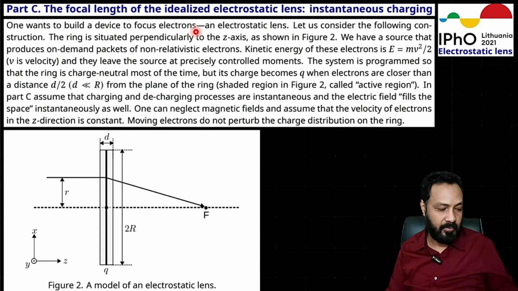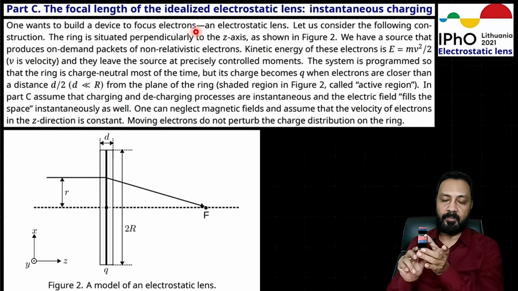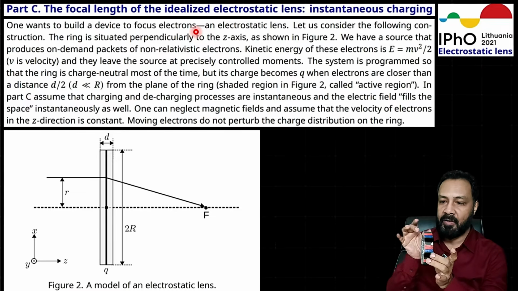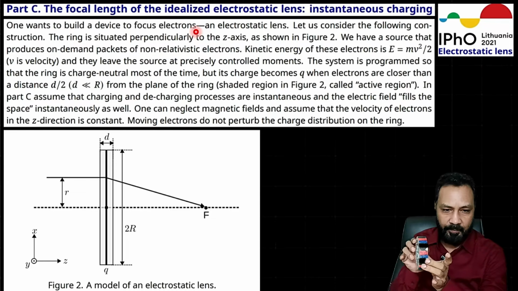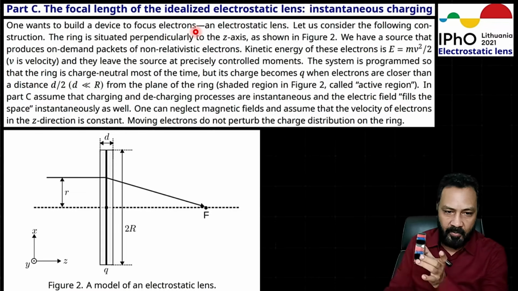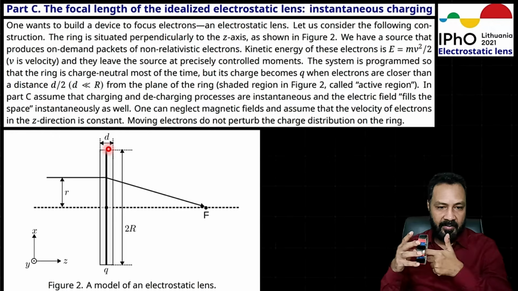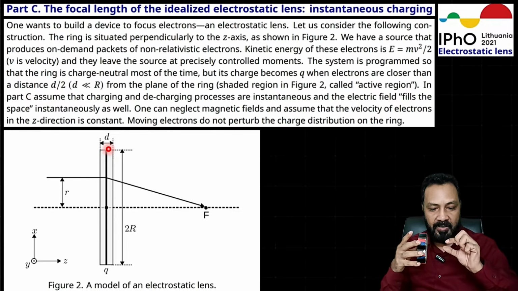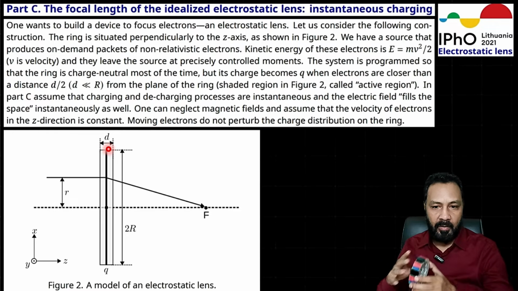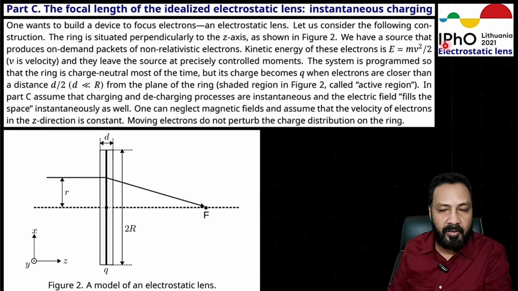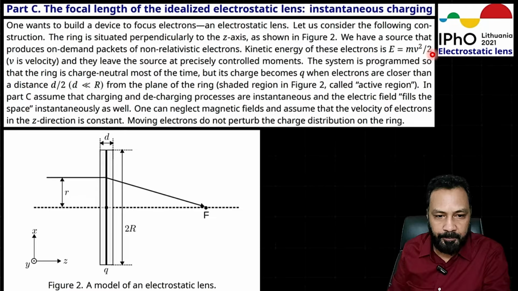This is the ring, and it is placed like this. The thickness is very small. Whatever this solid thing is, that is the ring. It has a charge q, and this is the axis, and electrons are moving parallel to the axis at a very small distance above the axis, small r. They are thrown with a kinetic energy E equal to mv squared by 2.